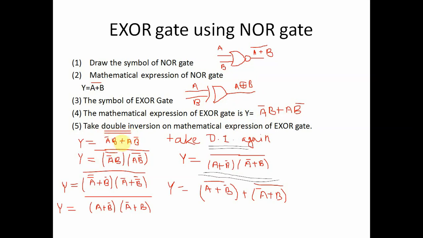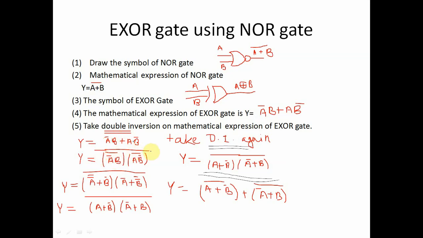Now here, which mathematical functions are present? Here the addition function is present, but in between A bar B and A B bar, the multiplication functions are present. See, here the addition function is present, but in A bar B the multiplication function is present. Here also the multiplication function is present. So these multiplication functions are converted into addition functions. For that purpose, apply the De Morgan's theorem.